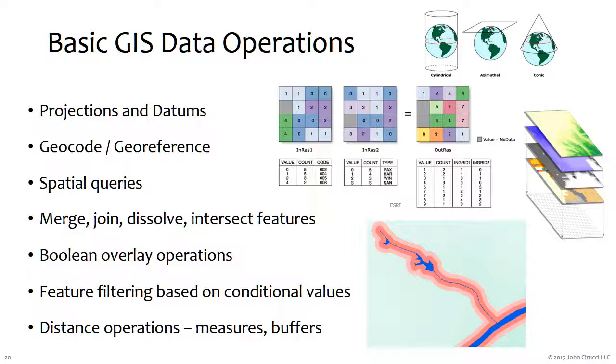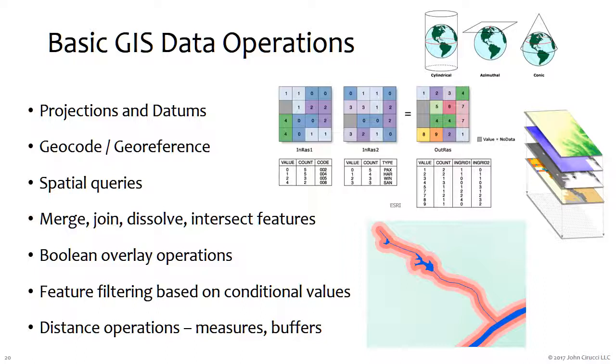Feature filtering by conditional values, well, that's part of it, just around one feature, you can look at areas that satisfy certain criteria. Maybe we want to put something on a surface, but we want the slope to be less than 5 degrees. So we can extract that information from a digital elevation model.